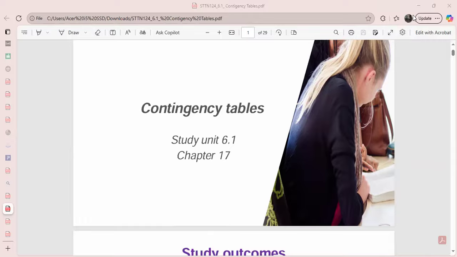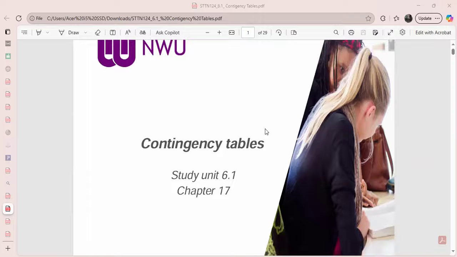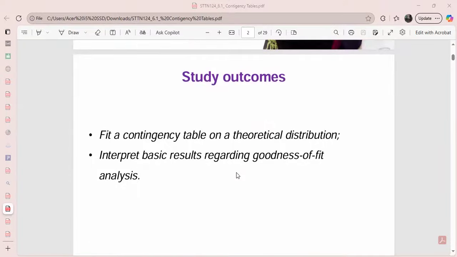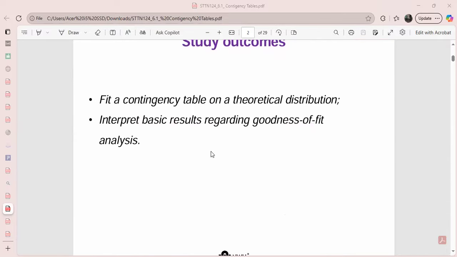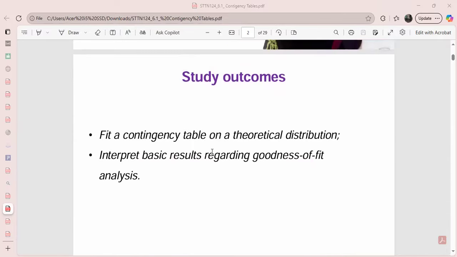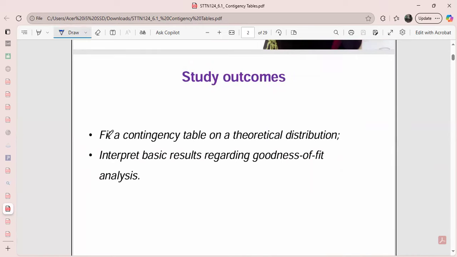Okay, today I'll be in STTN124. I will be explaining chapter 17, which is unit 6, contingency table, the easiest chapter. When we look at the outcomes, you must be able to fit a contingency table on a theoretical distribution, okay? You must interpret the basic results regarding the goodness of fit analysis or the fit test.